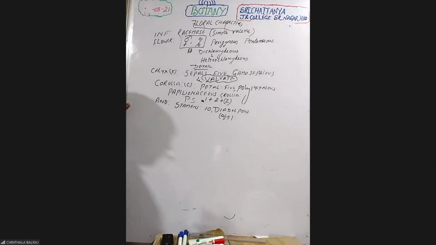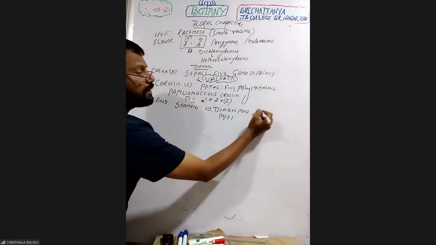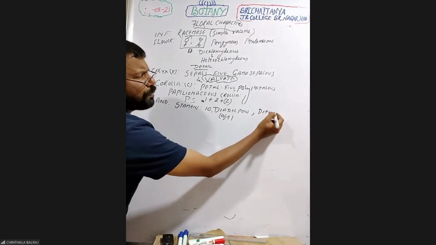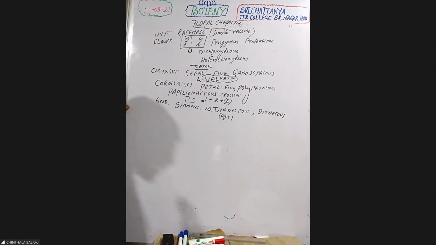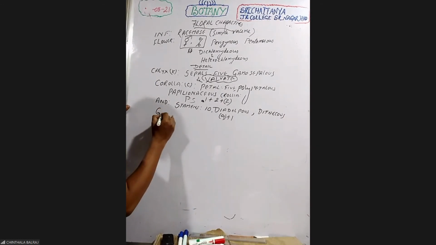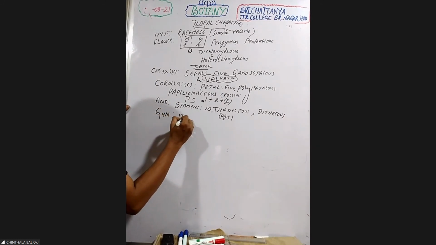So Fabaceae means you should not forget the pinnate leaf. In this case, diadelphous. Anthers, dithecous. This is not important for me. All families which are there in your syllabus are all dithecous only. Okay?